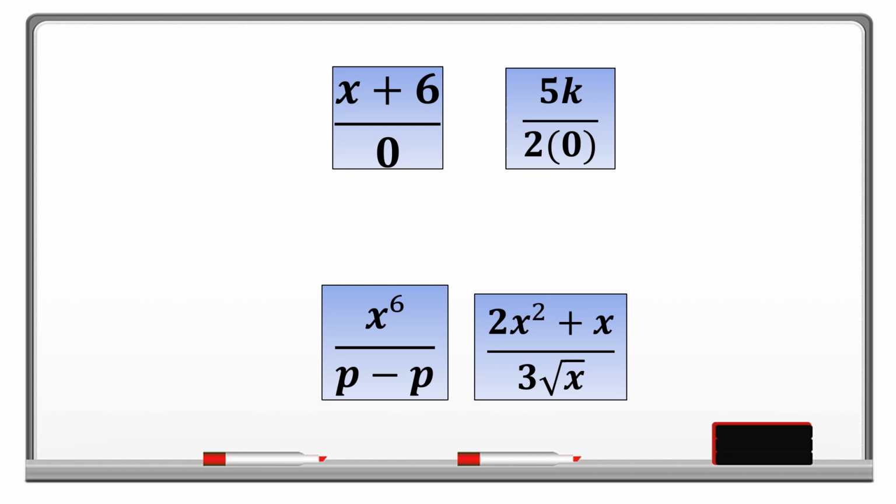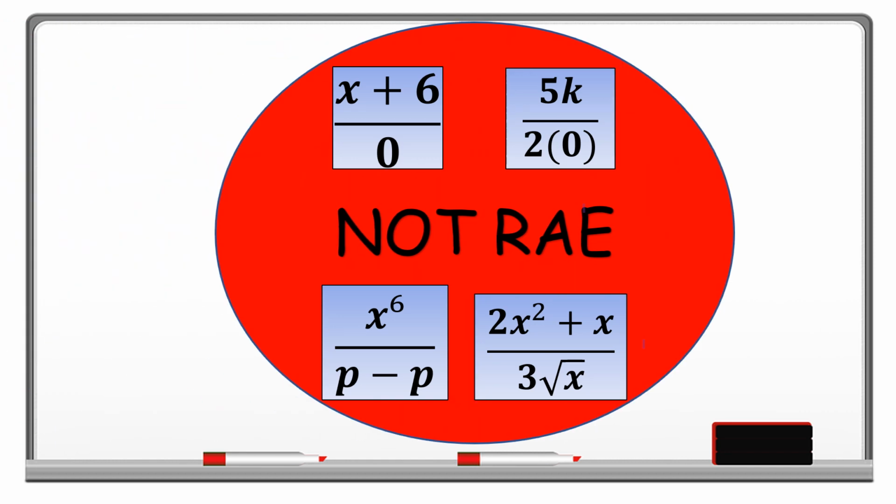Okay, these are not rational algebraic expressions. Why? Because obviously, the denominator is equivalent to 0. As you can see here, we have x plus 6 all over 0. It's obvious, the denominator is 0. How about this one? We have 5k all over 2 times 0. Right? 2 times 0 will give you 0. So, any number multiplied by 0, the answer is 0. Therefore, this is not RAE because its denominator is 0.